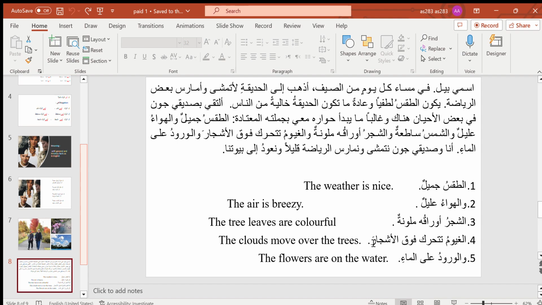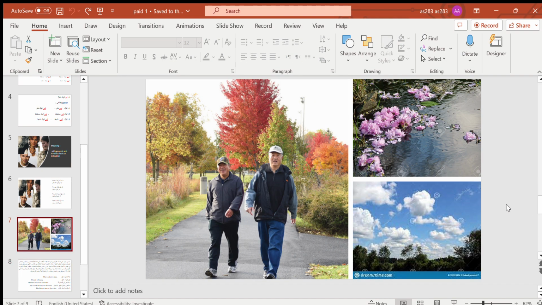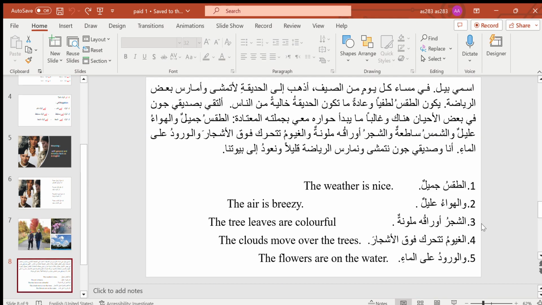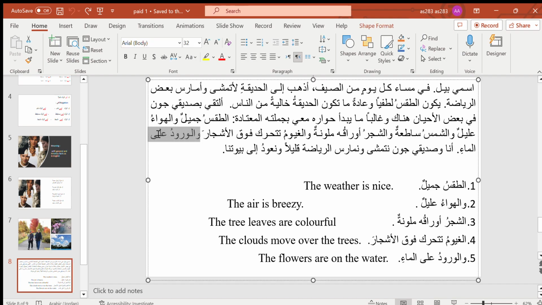Okay, what is the last thing that he said about the flowers? الورود. Oh my God, something nice about flowers, as you can see. So the flowers are on the water, or on the surface of water. And this is what he said, I think. Okay. الورود على الماء. The flowers are on the water. Are on the water, or are on water. The flowers are in water.